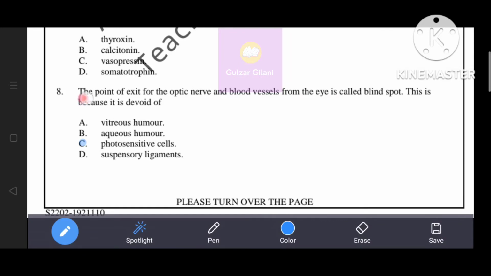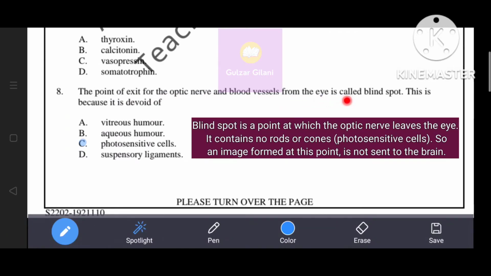Next question. The point of exit for the optic nerve and blood vessels from the eye is called the blind spot. This is because it is devoid of, given options में से जो correct answer है वो है option C, that is photosensitive cells. Means option C is the correct answer. As you know, the blind spot is a point at which the optic nerve leaves the eye. It contains no rods or cones, so an image formed at this point is not sent to the brain. That's why option C, photosensitive cells, is the correct answer.